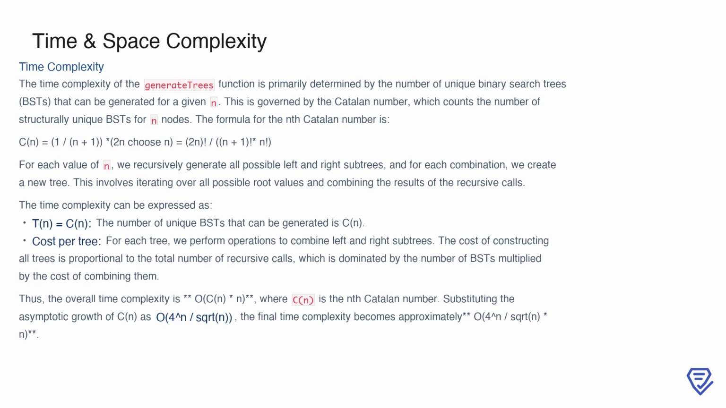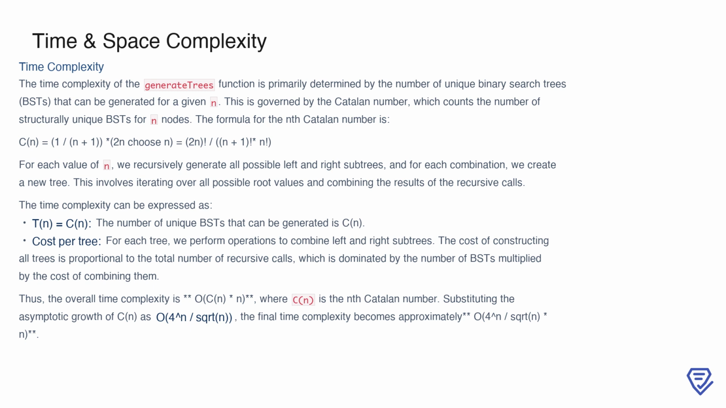For each value of n, the function recursively generates all possible left and right subtrees. For every unique combination of these subtrees, a new tree is constructed, which involves iterating through all potential root values. As a result, the number of unique BSTs that can be generated is C_n, and the cost of constructing each tree depends on the operations to combine left and right subtrees.